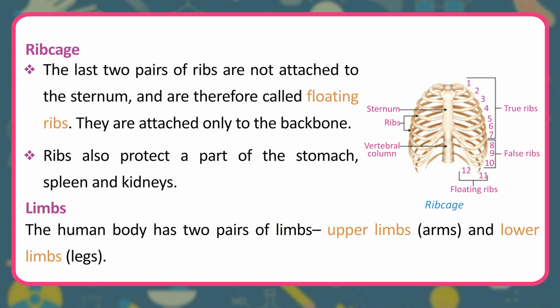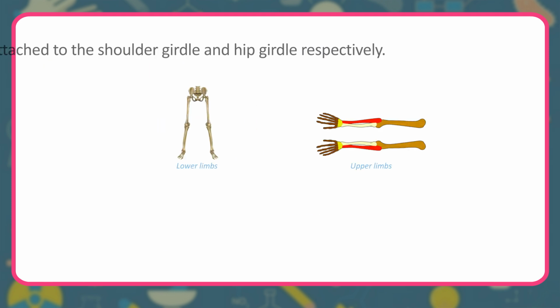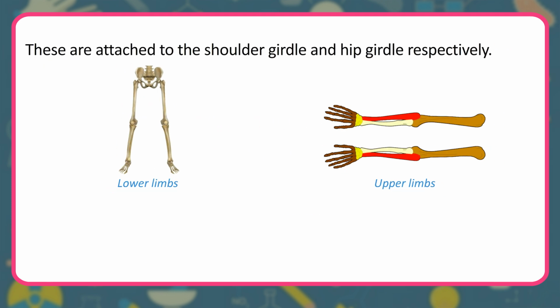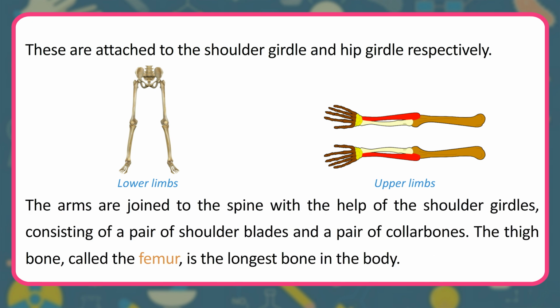Limbs. The human body has 2 pairs of limbs: upper limbs (arms) and lower limbs (legs). These are attached to the shoulder girdle and hip girdle respectively. The arms are joined to the spine with the help of the shoulder girdles, consisting of a pair of shoulder blades and a pair of collarbones.